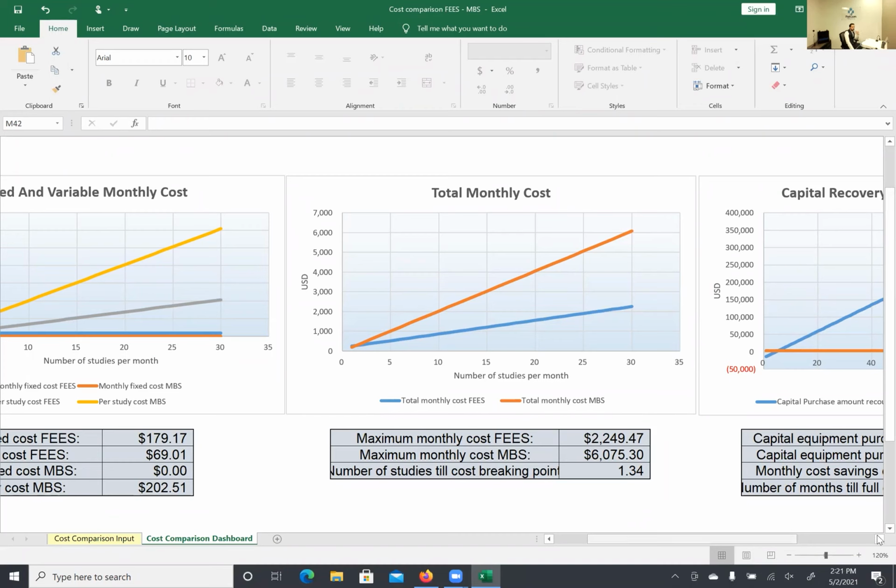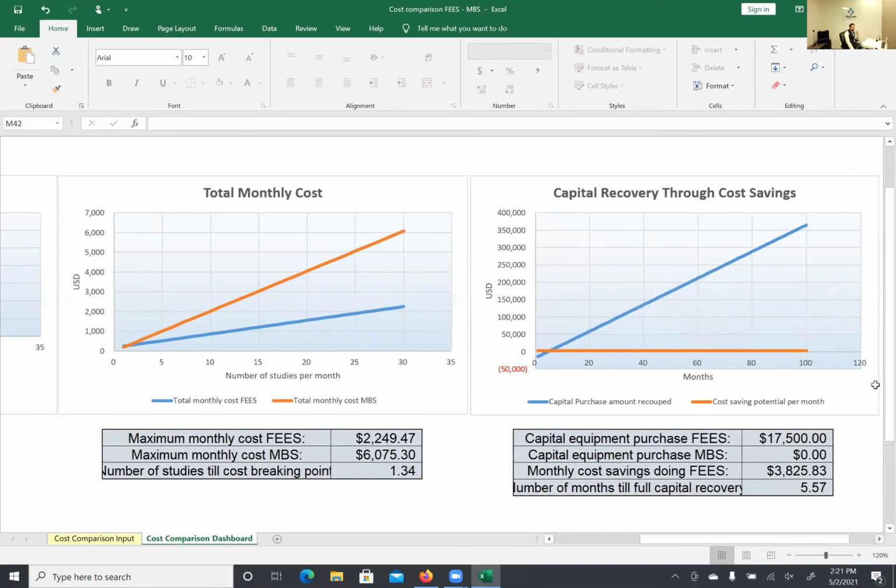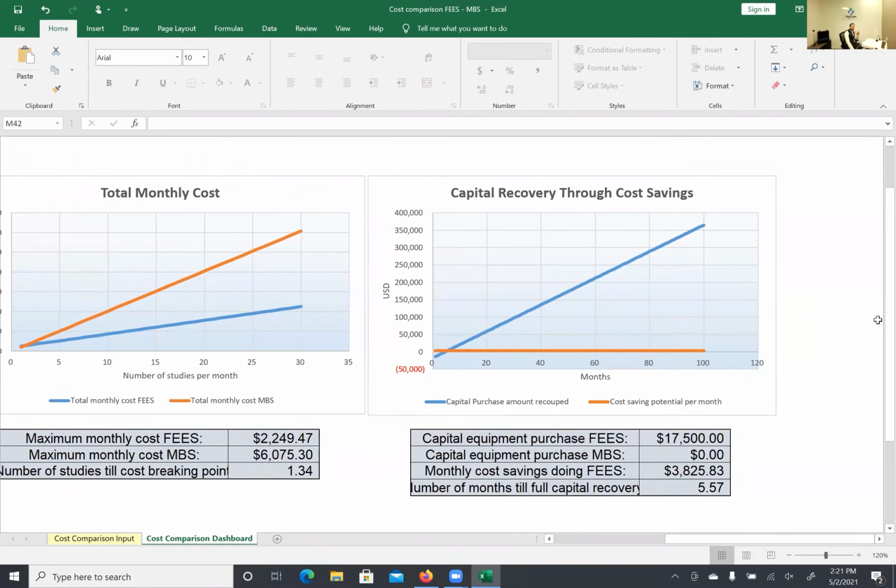And then last, when we move over here, a very important part: the capital recovery through cost savings. Currently we're doing MBS. It costs us about $200 per study. Now, I want to introduce fees. Yes, we have to buy the equipment, but the variable cost is going to be so much lower that each study is only going to cost us $70. So as long as we do our 2 studies a month, we're saving money. And if we do all 30 studies, because that's the demand that we put in there, we can save so much more.